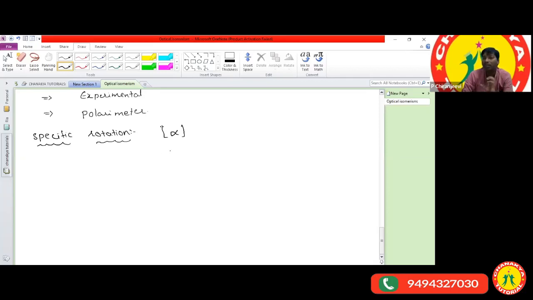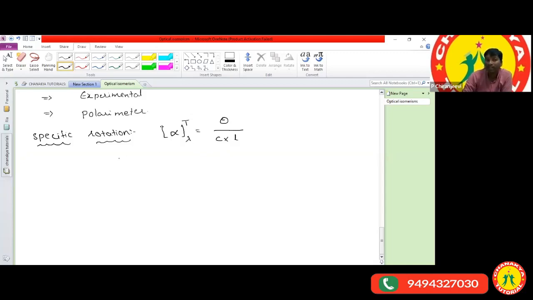So by passing the plane polarized light on the optically active substance, it rotates either in the clockwise direction or anti-clockwise direction by some angle. That angle is what we call the specific rotation. How do we calculate it? Specific rotation alpha is equal to theta divided by C into L, with temperature T and wavelength lambda.